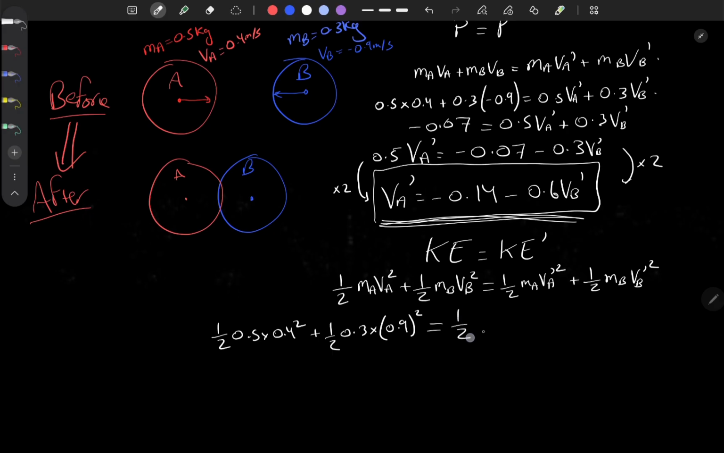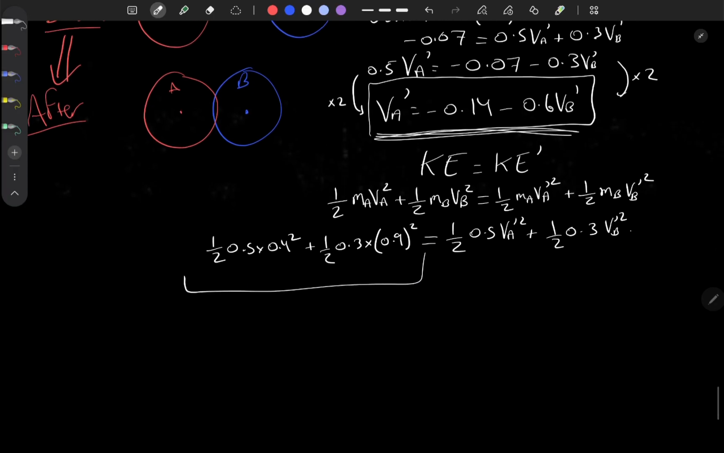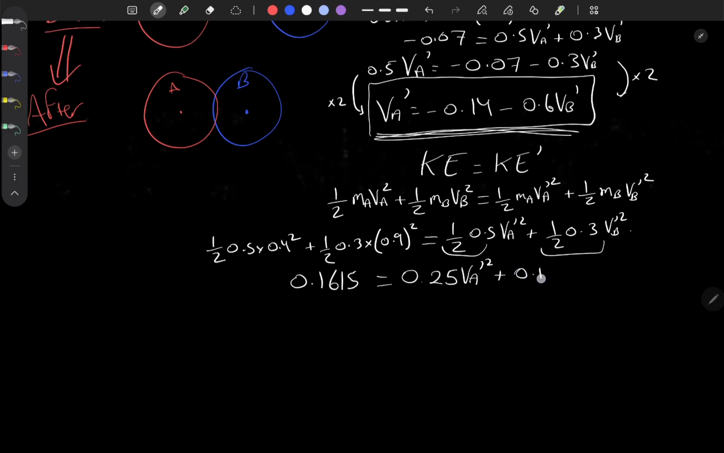So we continue. This is equal to half MA, again, is 0.5. VA prime squared, we keep it as it is, plus half MB, which is 0.3, VB prime squared. Just like what we did before, we're going to simplify this side over here. And we're going to get 0.1615. And all of this is equal to, so I'm going to calculate this. This is going to be 0.25 VA prime squared, plus this is half of 0.3, it's 0.15 VB prime squared. And just like before, I'm going to put this in a box because it is the simplest it can be.